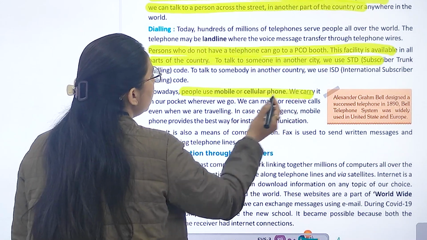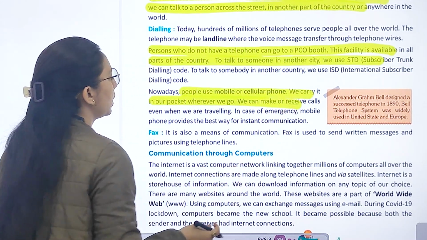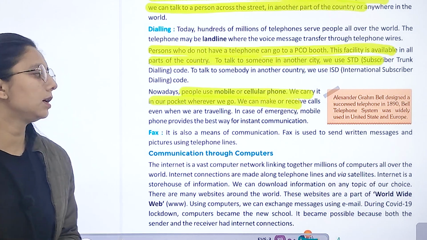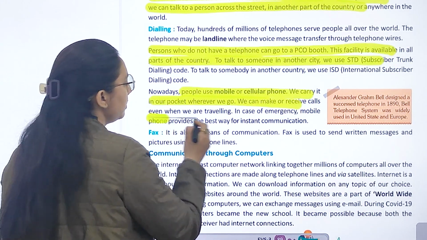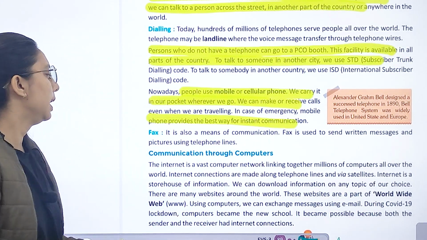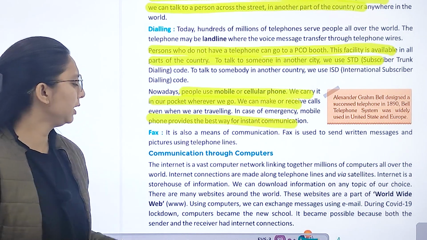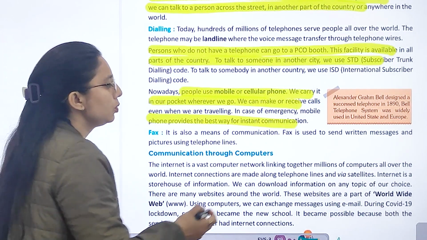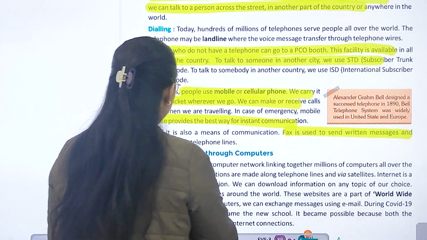Now people use mobile phones or cell phones. We can carry it in our pocket wherever we go. We can make or receive calls even while we are traveling. In case of emergency, a mobile phone provides the best way of instant communication. Then we have fax. It is also a means of communication. Fax is used to send written messages.